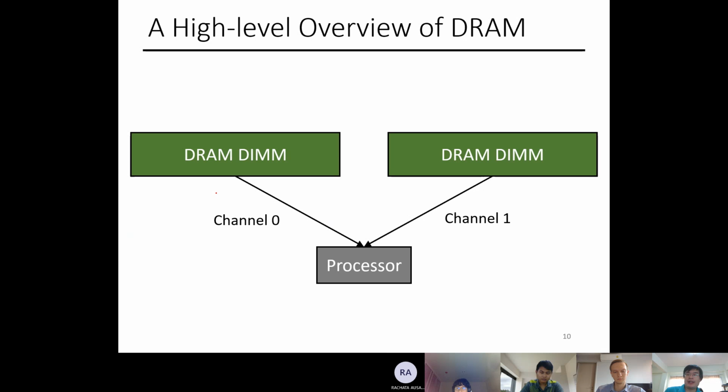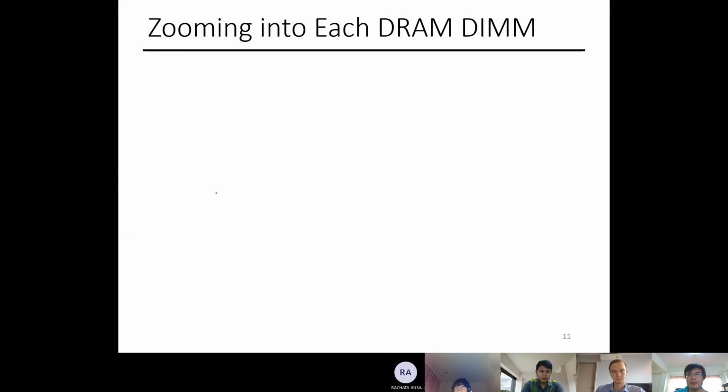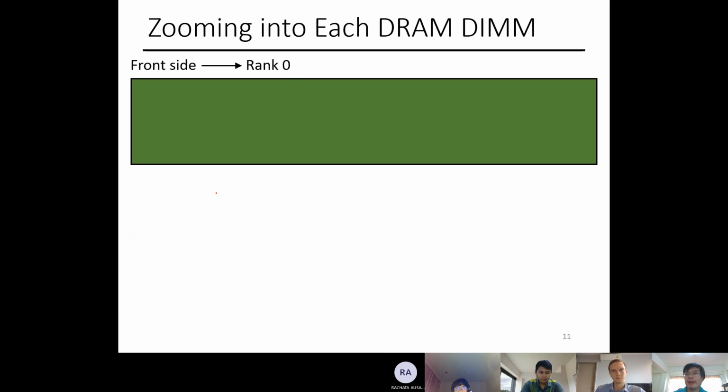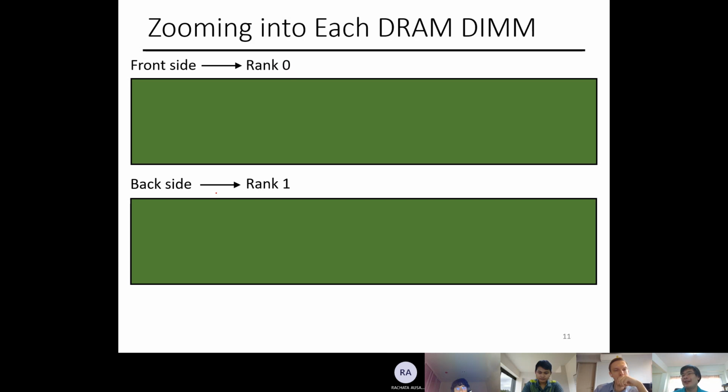So channel 0 has its own data bus. Channel 1 also has its own data bus. If you plug DRAM into 2 different channels, you get double the bandwidth. If you want to zoom into DRAM, basically, there's a front side and a back side of DRAM.